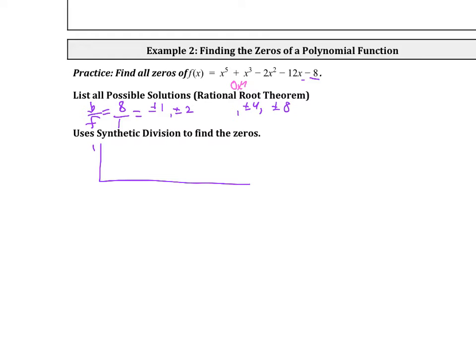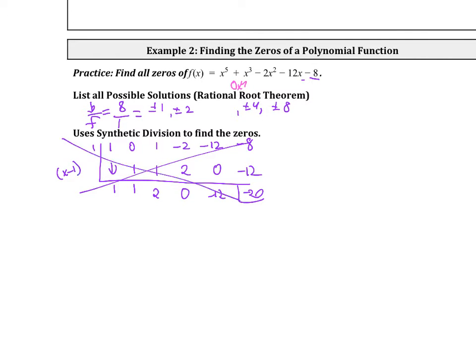Let's try 1. So 1, 0, 1, negative 2, negative 12, and negative 8. So this is 1. 1 times 1 is 1. 0 plus 1 is 1. 1 times 1 is 1. 1 plus 1 is 2. 2 times 1 is 2. And this is 0, negative 12. And we see that this doesn't work. We get negative 20. So this doesn't work. That's our x minus 1. So we can't use that one.